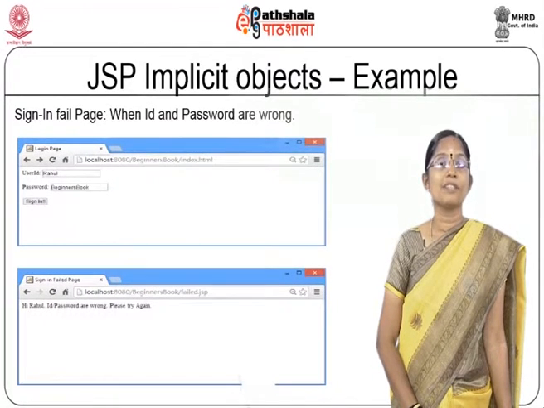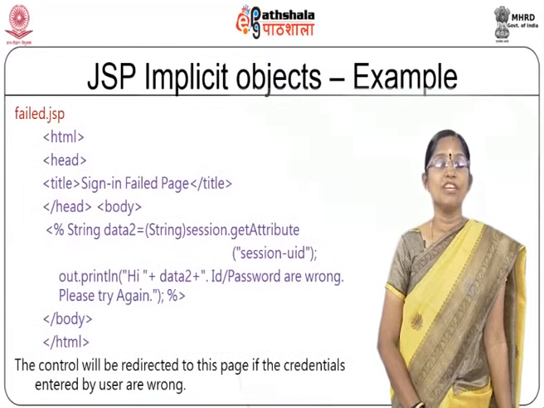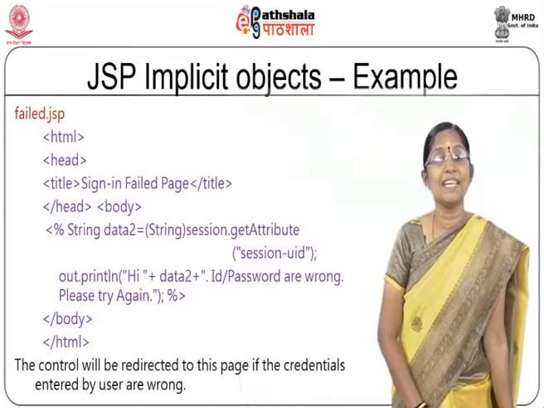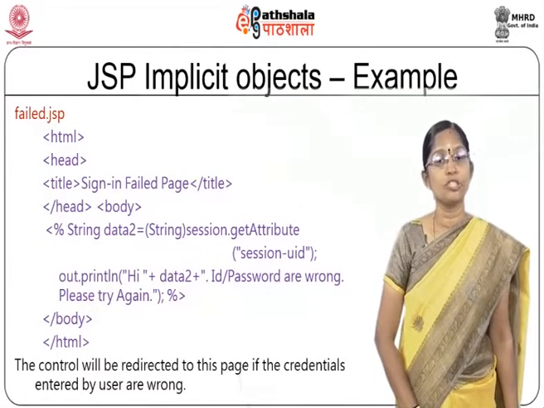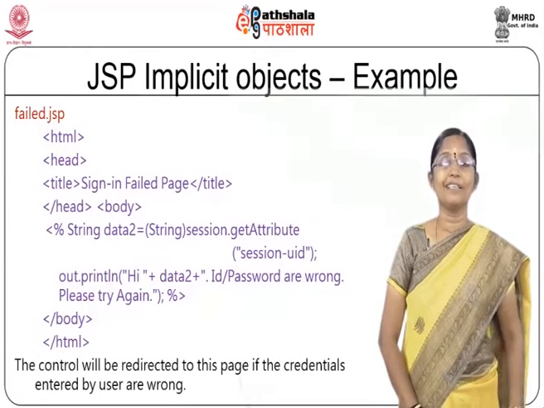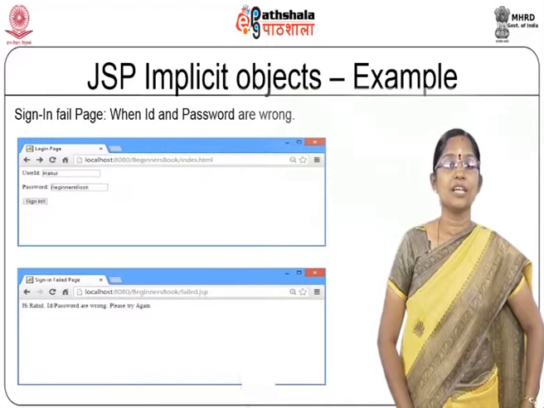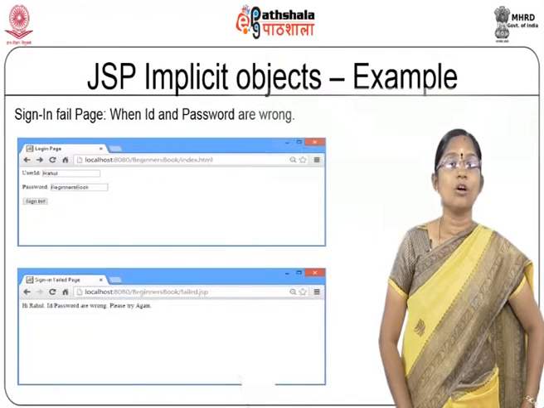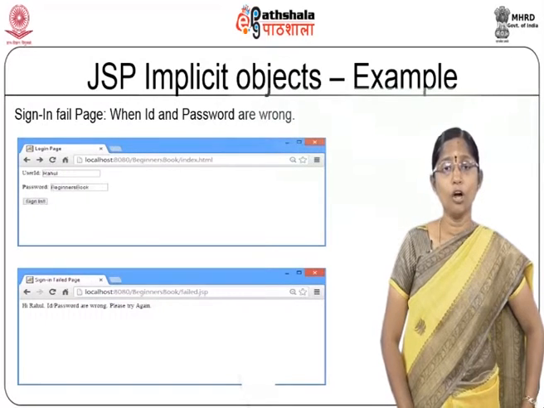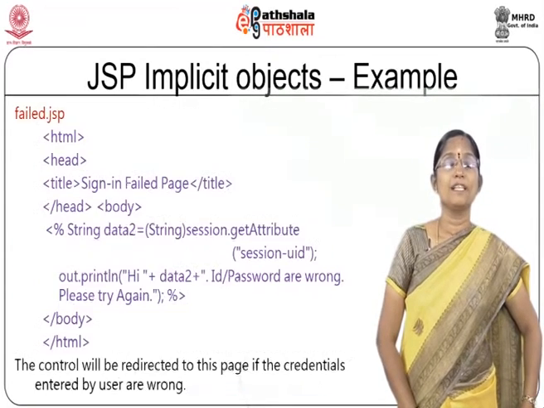Suppose the password is not equivalent to it, then obviously it goes to failed.jsp. In failed.jsp, again the user ID has been captured through the session, but that has been concatenated with the password is wrong. So, you can see the message: hi, the password is wrong, please try again. Okay, so these are the outputs of these implicit objects.